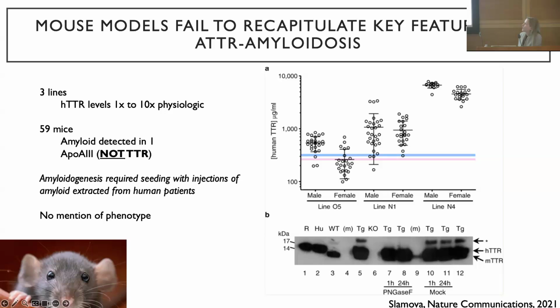In spite of this, and having generated 3 different mouse lines, they looked at 59 mice. They saw amyloid deposits in 1 mouse out of 59, and that amyloid was not even TTR. It was actually another protein entirely. So again, keeping with the theme that it's very difficult to give mice amyloid diseases. And there's no mention in the paper of the mice having any phenotype whatsoever. So again, struggles in mouse models with amyloidosis.